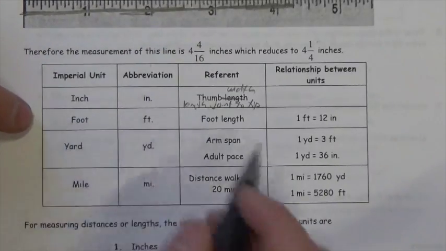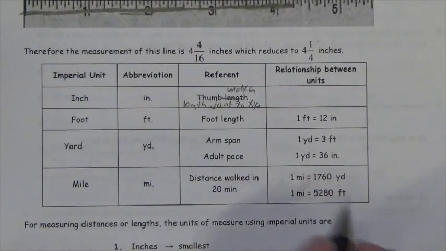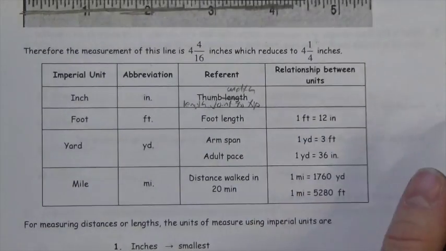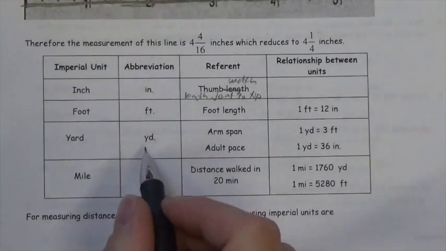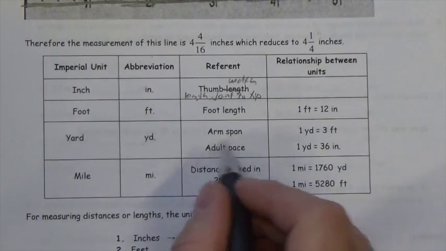The foot, FT, and roughly speaking, it's the length of your foot. Now, again, that's not true for everybody, but on average, yeah. And 1 foot is typically going to be 12 inches. The next step up is a yard. And that's about an arm span, or an adult pace.